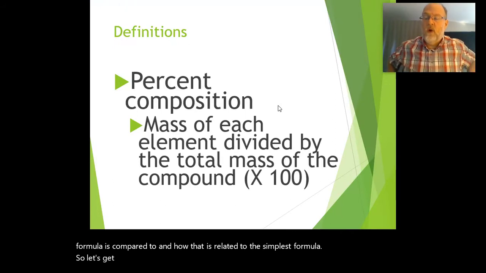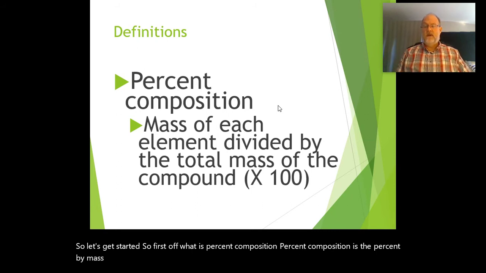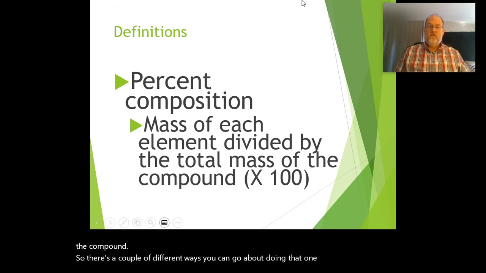First off, what is percent composition? Percent composition is the percent by mass of each element in a compound. The way you determine the percent composition is to simply take the mass of each of the elements in a compound and divide it by the total mass of the compound. There's a couple of different ways you can go about doing that. One of those is pretty straightforward.